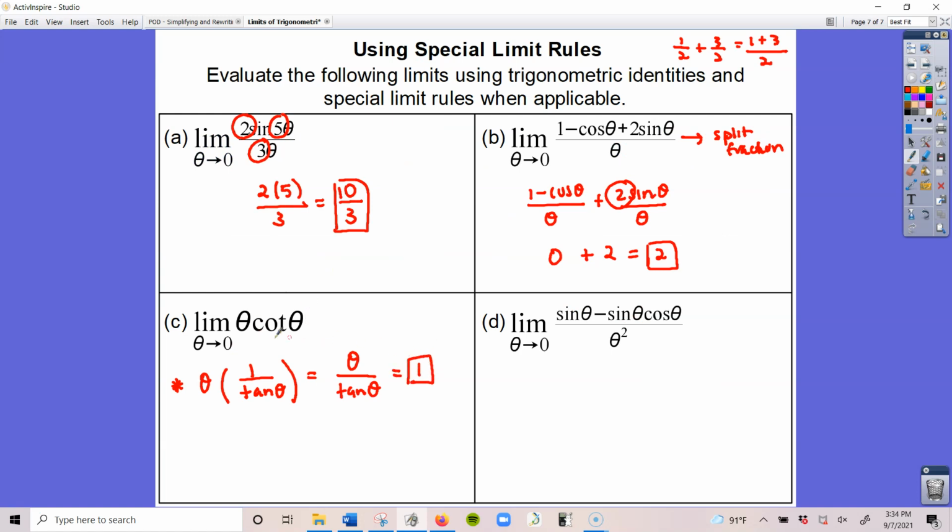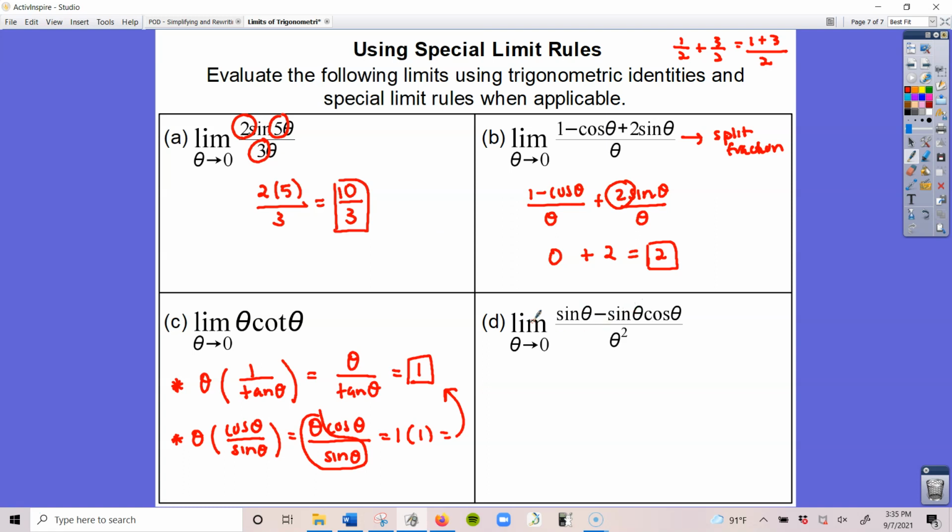Now let's say you didn't recognize this, but you wrote this in terms of sine and cosine. This would be theta times cosine theta over sine theta. If I just rearrange my multiplication here, this is theta times cosine theta all over sine theta. This is a special limit, which equals 1, times cosine of 0, which is 1, and 1 times 1 still gives me the same answer of 1.